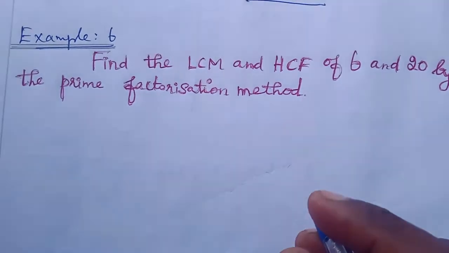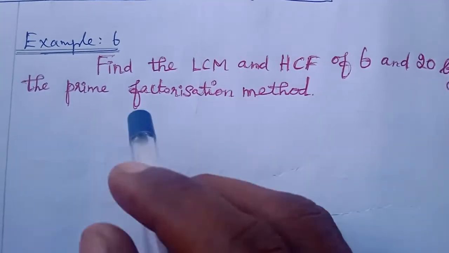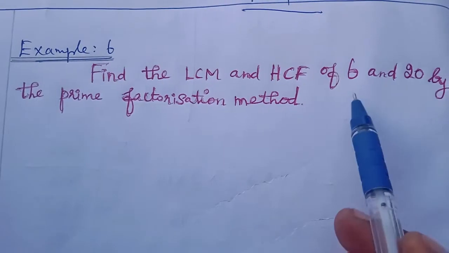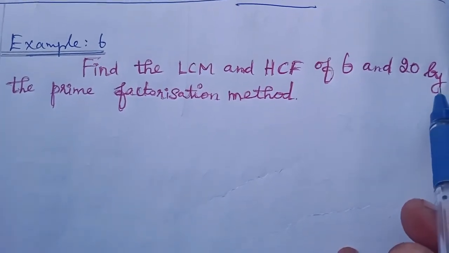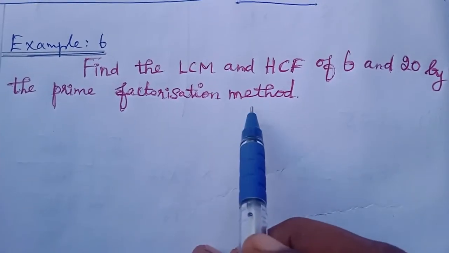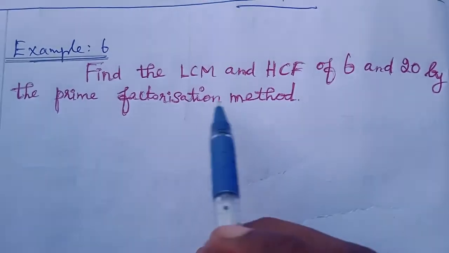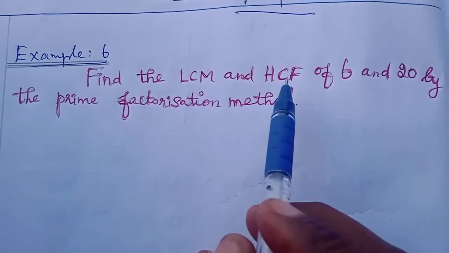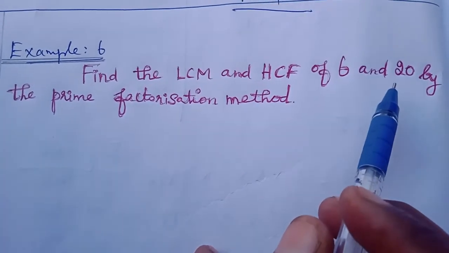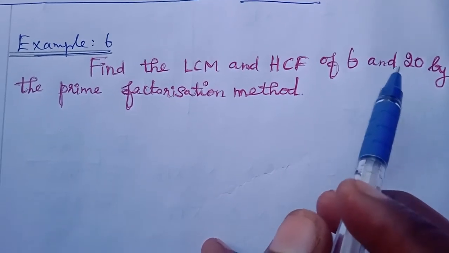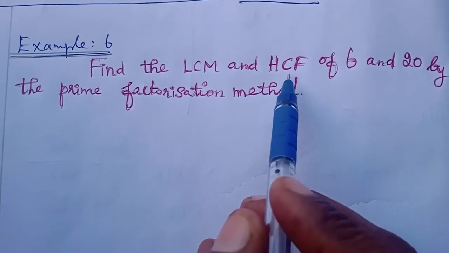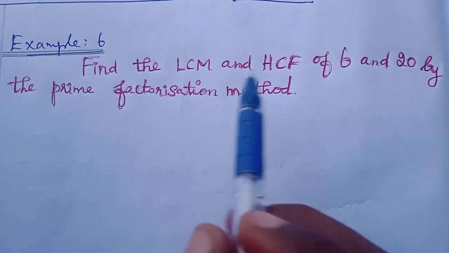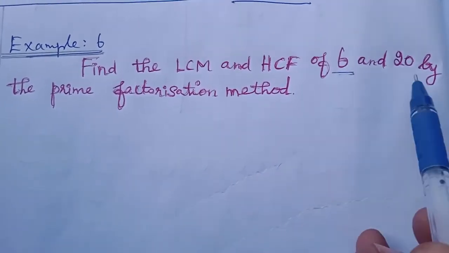Hello students, this is example 6. Find the LCM and HCF of 6 and 20 by the prime factorization method. Okay, by using the prime factorization method we have to find out the LCM and HCF of 6 and 20. You need not worry about the LCM and HCF; I will tell you clearly. Before that, we have to find the prime factors for 6 and 20.